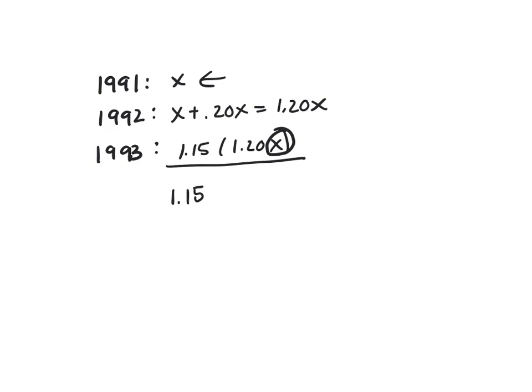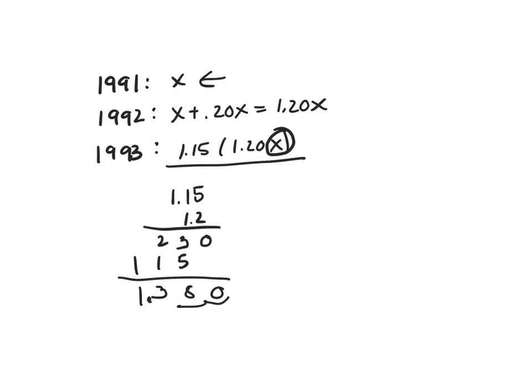I'm just going to do 1.15 times, let me erase that. Hold on. 1.20 or 1.2. 2 times 5 is 10. That's going to be 3. That's going to be 2. That's going to be a 5, a 1, and a 1. A 0, 8, 3, and a 1. 1, 2, 3. 1, 2, 3.